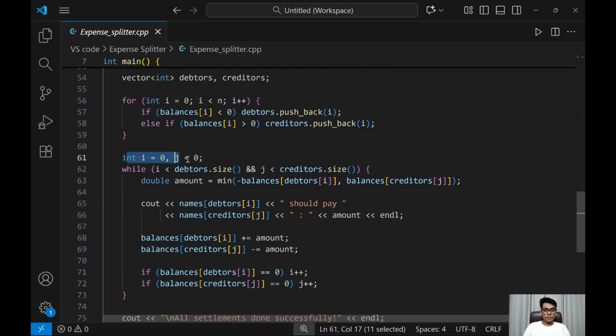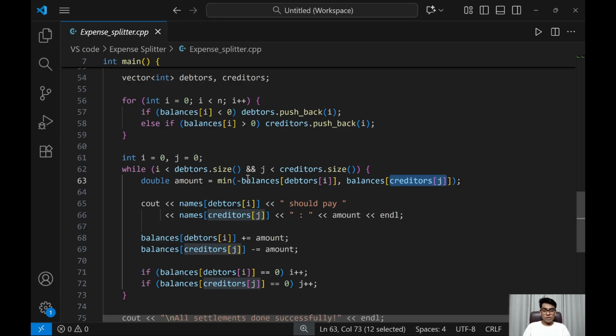So int i equal to 0 and j equal to 0, which would be used while i is less than debtor size and j is less than creditor size. For example, if debtor size is 1, i is less than 1, and if creditor size is 2, j would be less than 2. The first element of debtor, which would be the index of the first debtor in balance, and similarly creditor j, which is the first element of creditor, which would be the first creditor in balance. It would be at 2, 3, we don't know.